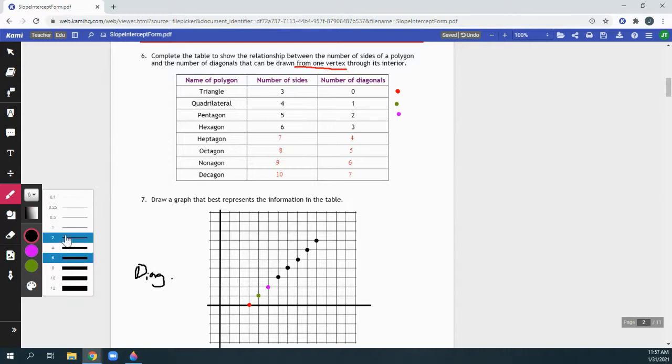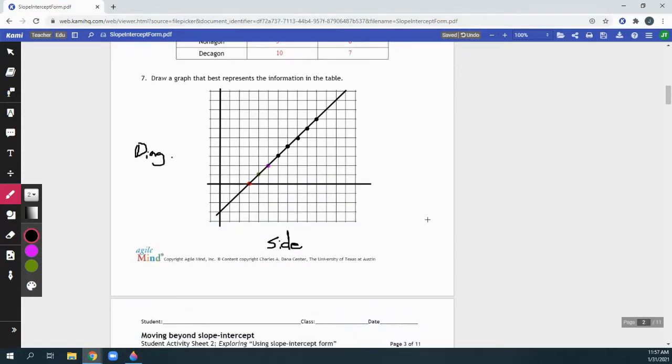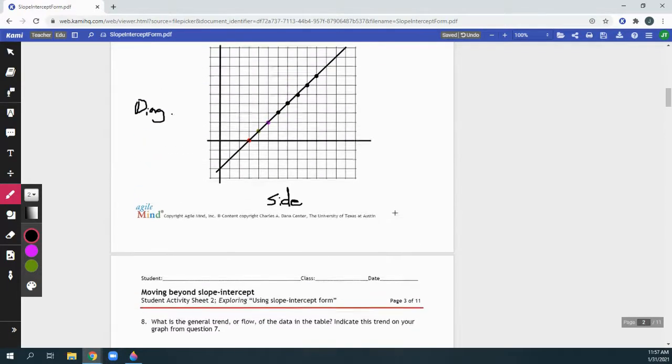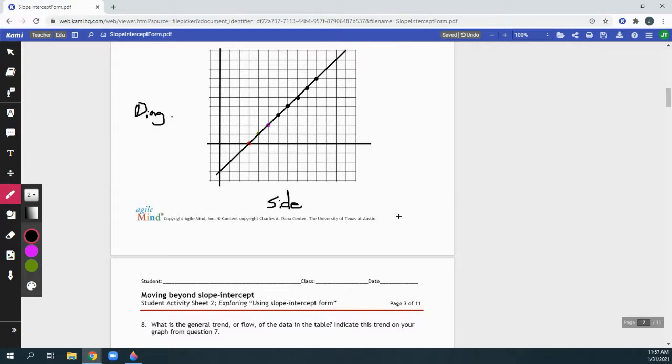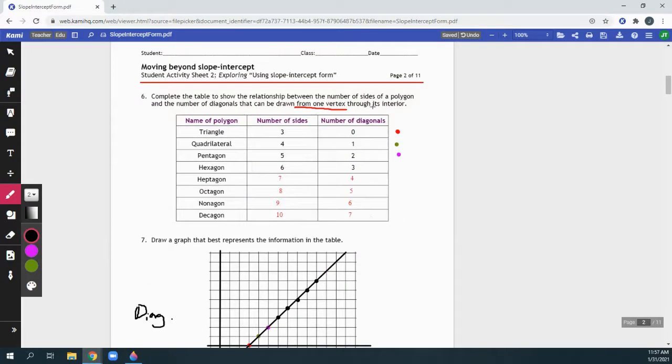So I'm going to go back to here, make a black line. I'm going to start it way up here, because I can assume that the pattern keeps on going. And I get a graph that looks like that. Very good. All right, so that's our graph. Okay, what's the general trend or flow of the data on this? Indicate this trend on your graph from question 7. I already did that.